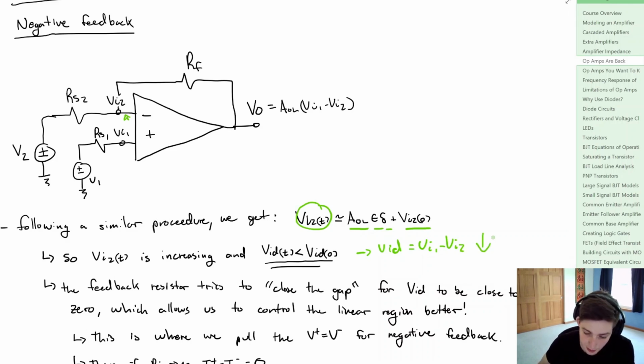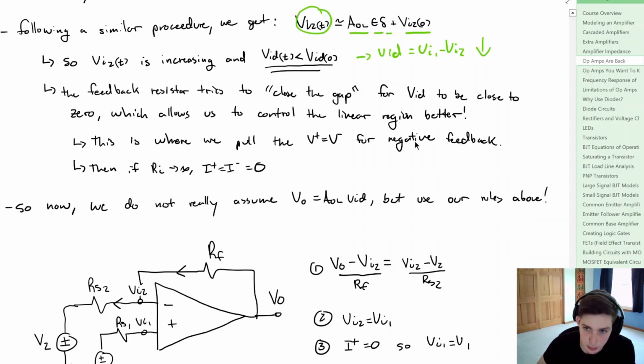And we know that if this value, which is equal to the differential input voltage, is going down, then the output voltage is also going down. What we really end up with is that this feedback resistor, when we use negative feedback, tries to close the gap, per se. That allows us to control the linear region a lot better. That's when we end up with our rules, where we can approximate that the input terminals of the op amp are at about the same voltage and that no current goes in or out of the input terminals.